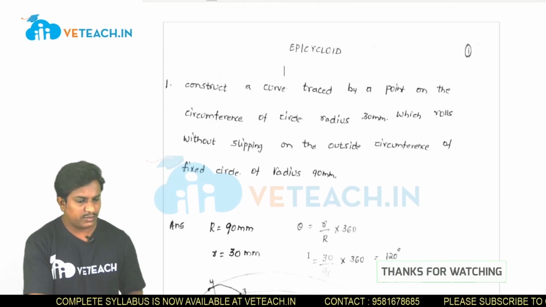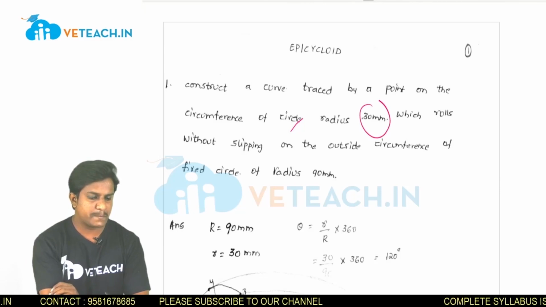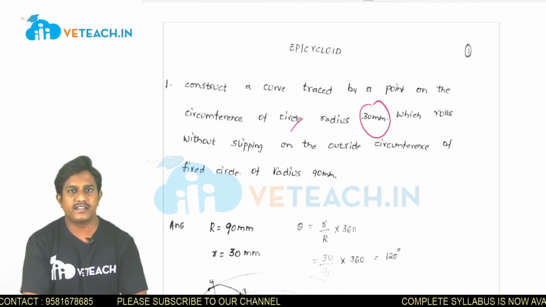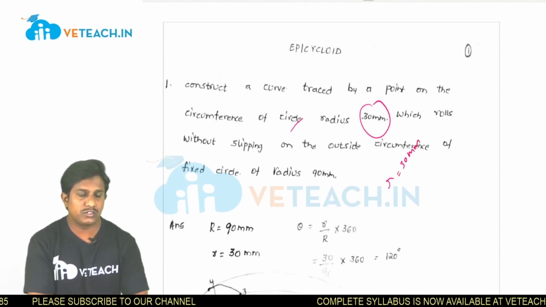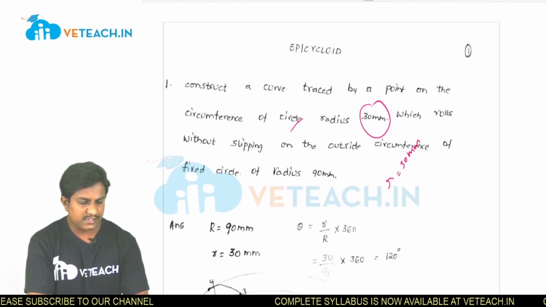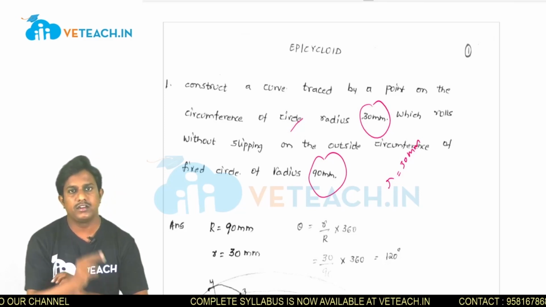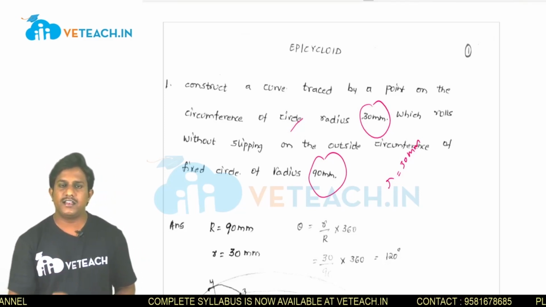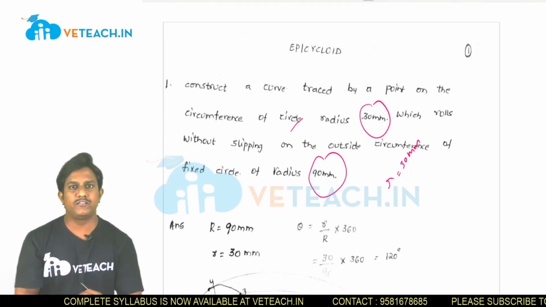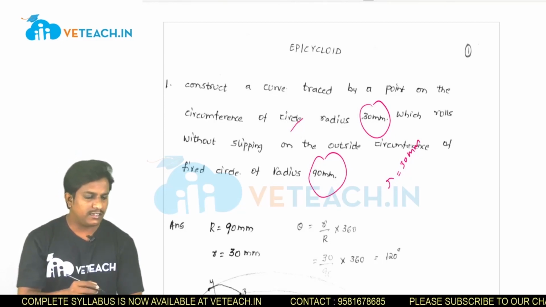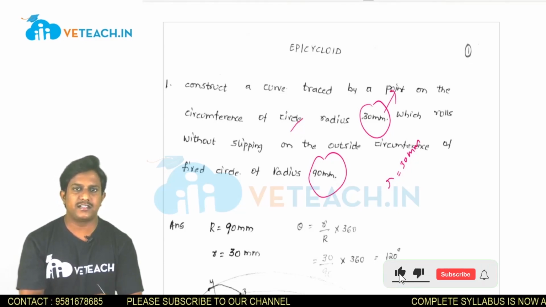Construct a curve traced by a point on the circumference of a circle, radius 30 mm. This radius 30 mm is the generating circle. This is small r. It rolls without slipping on the outside of the circumference of a fixed circle, radius 90 mm. In this problem, he has given two circles. One is the fixed circle and another one is the generating circle. The fixed circle is always fixed, that is the base circle, and the other circle, 30 mm, the small radius, is the generating circle.